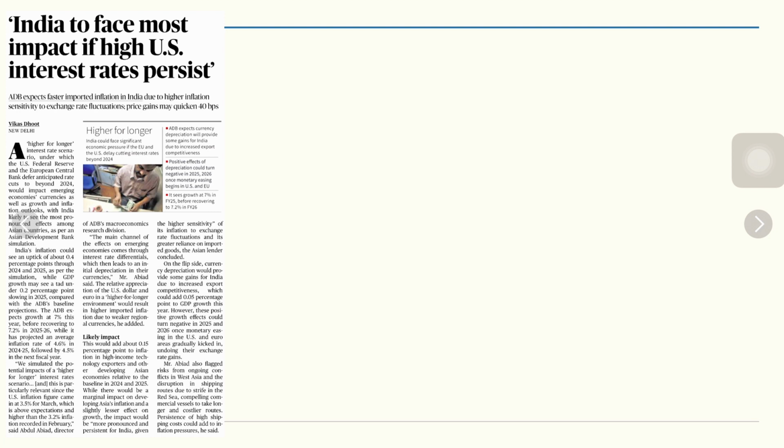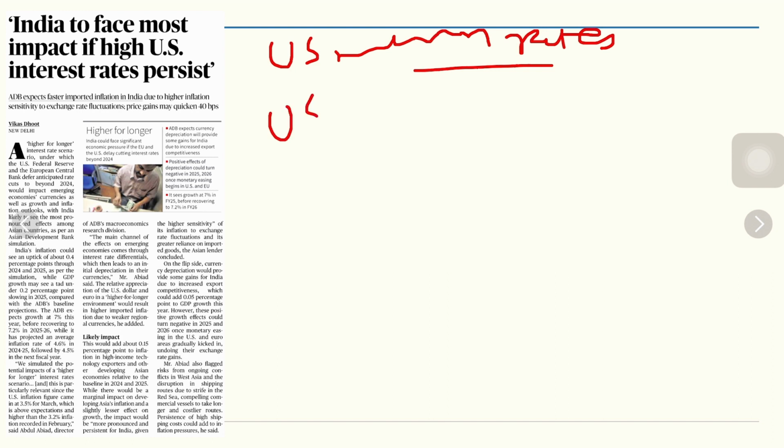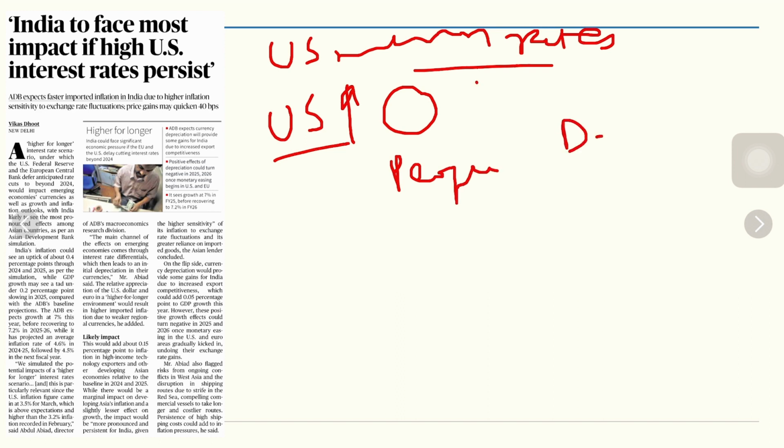Now we come to the fourth topic, that is, India to face most impact if high US interest rates persist, and how it can do damage to India. Whenever the interest rates in the US are higher, those people who park their funds in our country or in developing countries will try to park their funds back in the US, because every investor, whether he is sitting in any part of the globe, wants better returns on his capital.